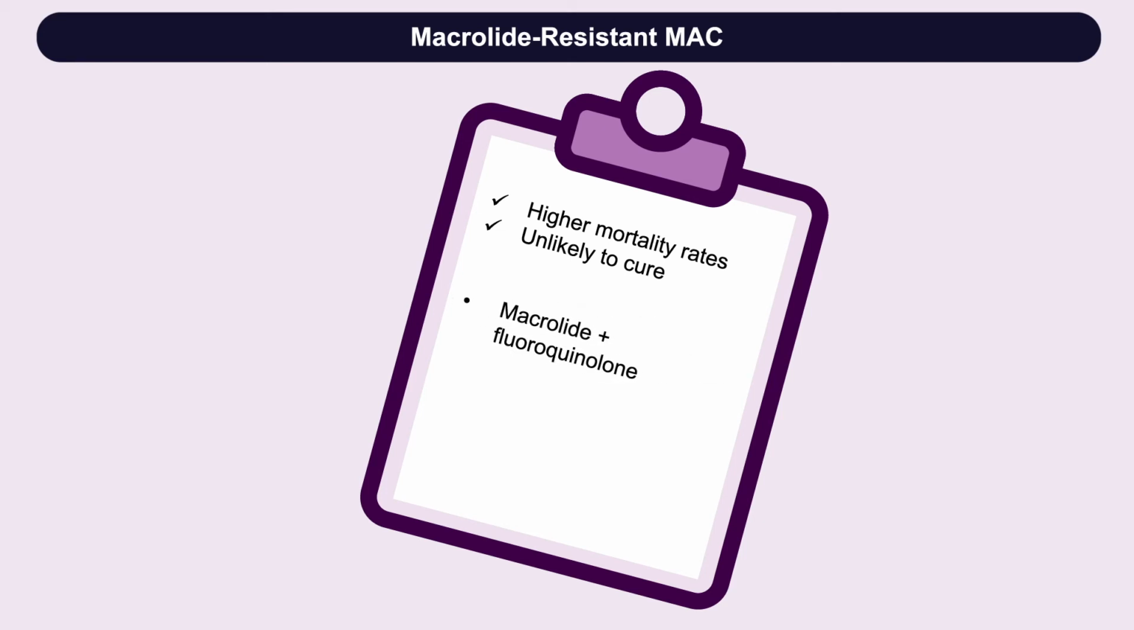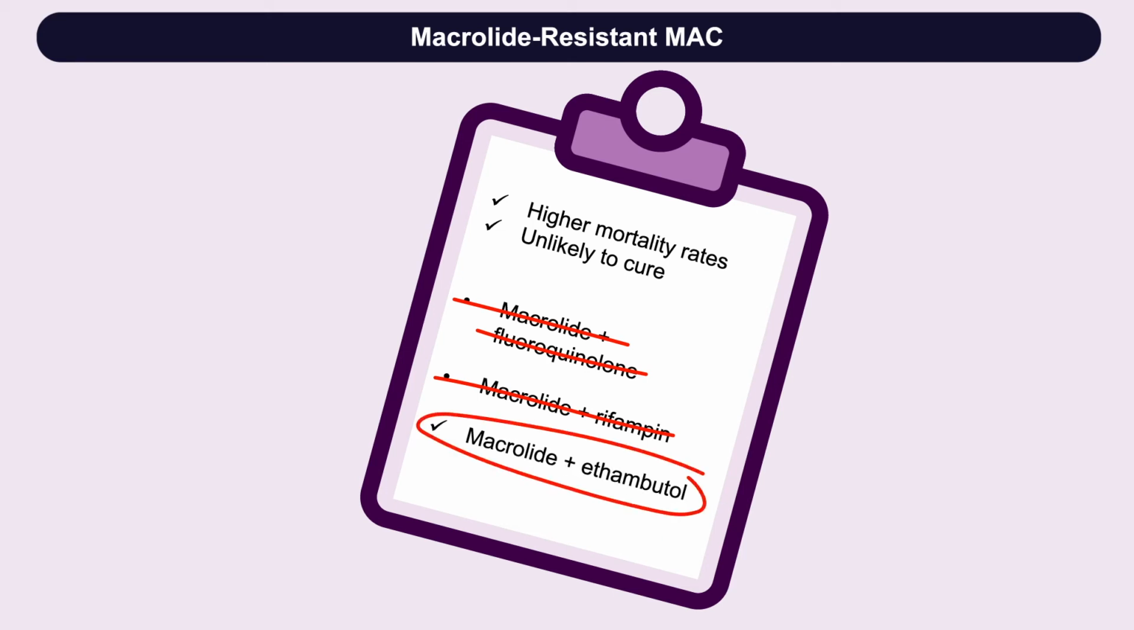The macrolide plus the fluoroquinolone has also been shown to confer a higher risk of macrolide resistance. And then a macrolide plus rifampin is pretty good. I mean, rifampin protects the macrolide, but it doesn't protect it as well as ethambutol. So if you're going to pick a 2-drug regimen for whatever reason, then it would be a macrolide and ethambutol.